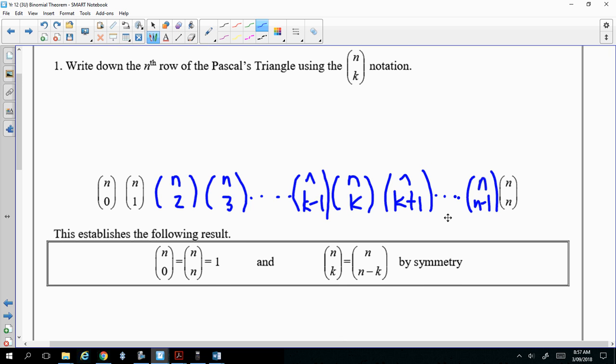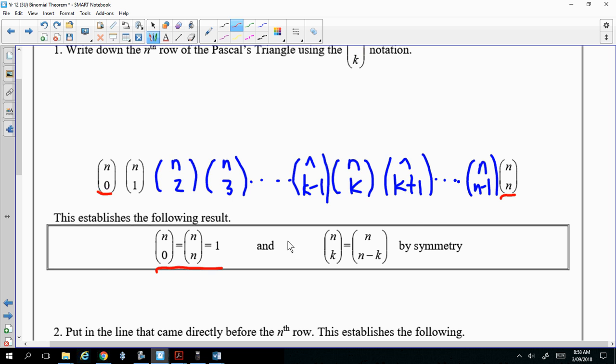Okay, so do this first. And after you do this, we're going to establish some formulas. So we'll learn that from the Pascal's triangle, both of these equal 1, as shown here: nC0 equals nCn equals 1. And also the symmetrical property is that this one equals this one.